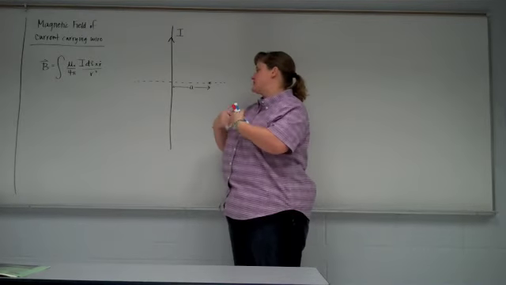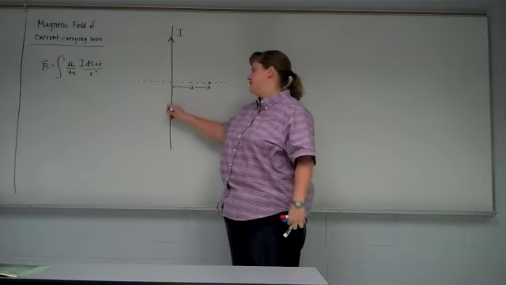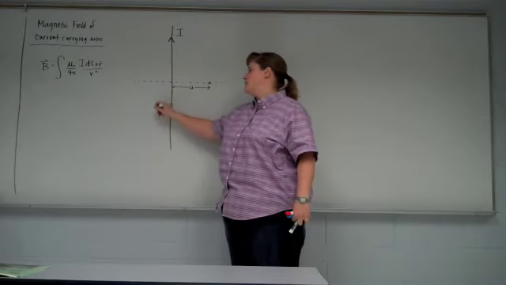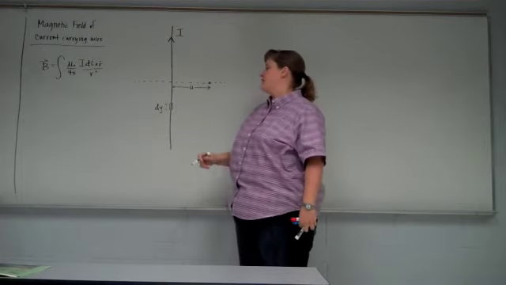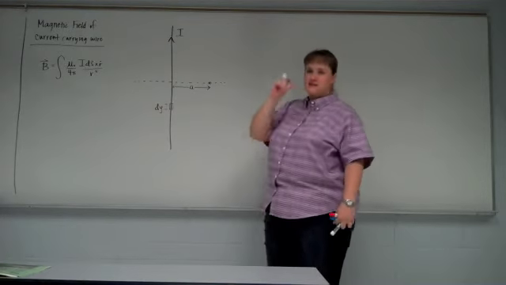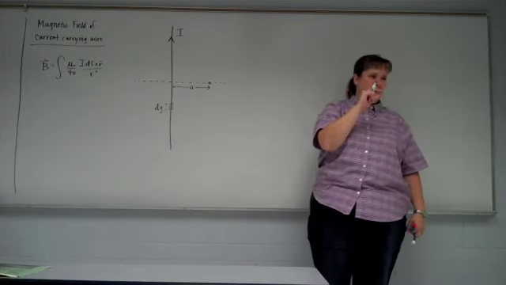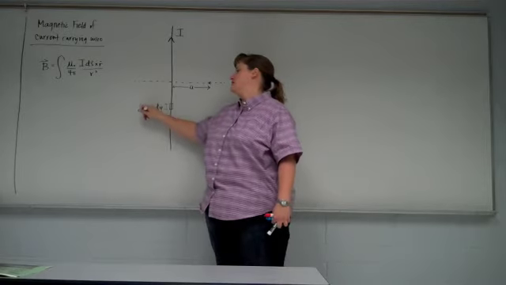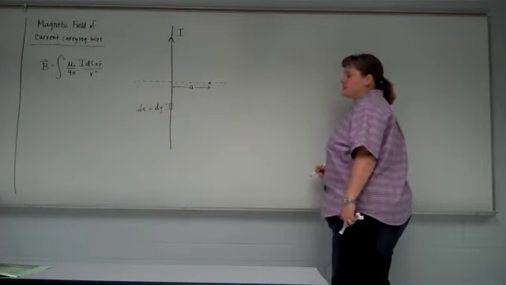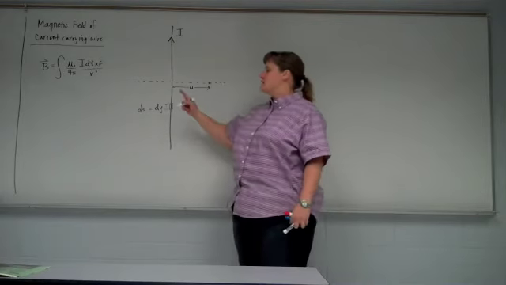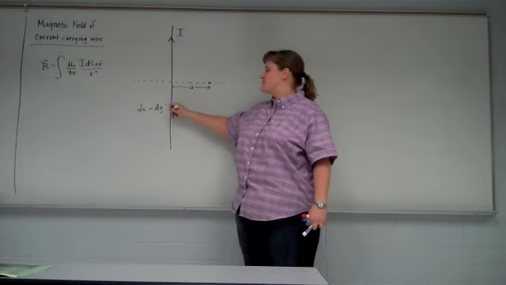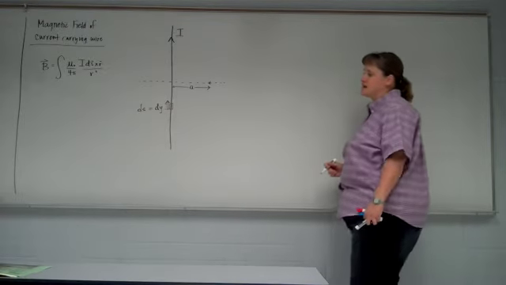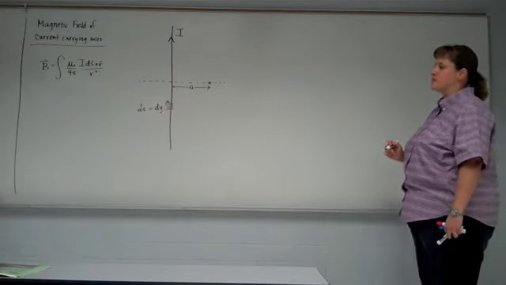So if I pick a little piece of the wire here, the length of it will be dy. ds represents the length of the little piece of wire. So ds is dy. Now vector-wise, the direction of ds is the direction that the current is flowing in. So the direction of ds is straight upwards towards the top of the board.